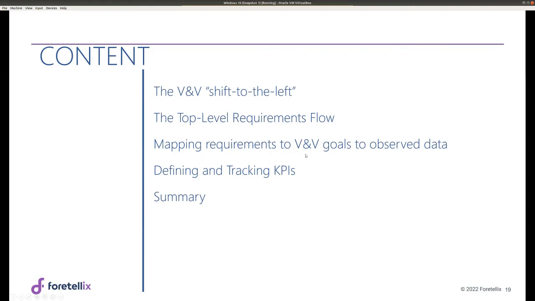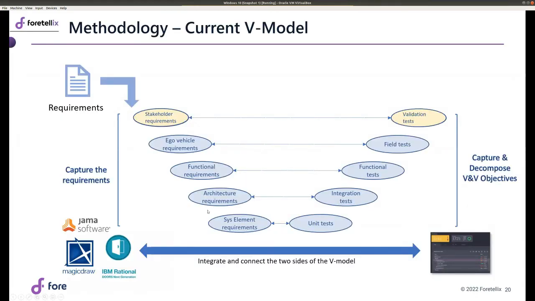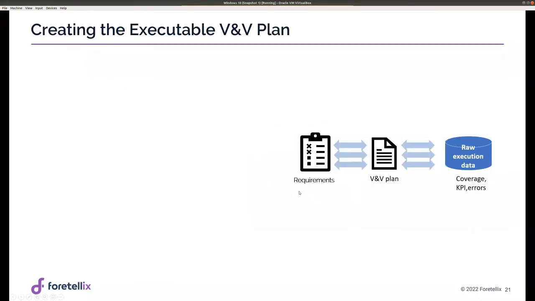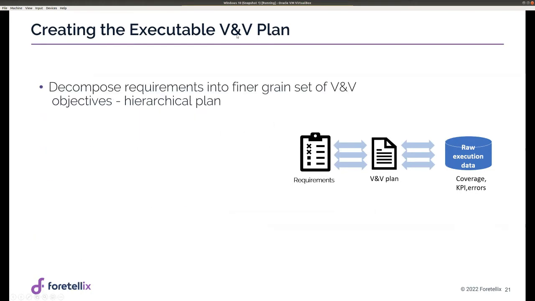And let's talk about mapping requirements to VNV goals and to the observed data. So again, this is our V model, and this is what we're looking at. Out of the requirements, we're going to create the executable VNV plan. I'll explain in a minute why I call it an executable VNV plan. Inside the requirement, there's going to be different levels of information, many times checking information. There could be some scenarios, like a specific location or specific maneuver that needs to be verified. There could be some KPI, there could be multiple conditions that will translate into coverage, but there is a little bit of information there that we can build on as we build our verification plan.